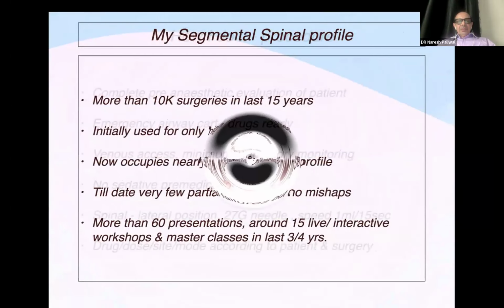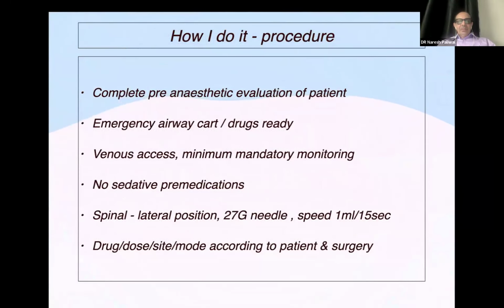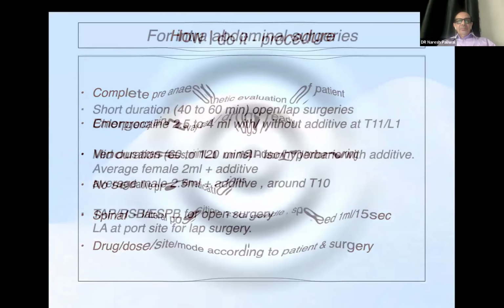I'll skip this, my segmental spinal profile. Now, 50% of my SAB profile is segmental spinal. I usually do a complete pre-anesthetic evaluation, with emergency airway cart, venous access, and no sedative pre-medications. For spinal, I usually prefer lateral position and a 27 gauge needle. Drug, dose, site, and mode according to patient and surgery.